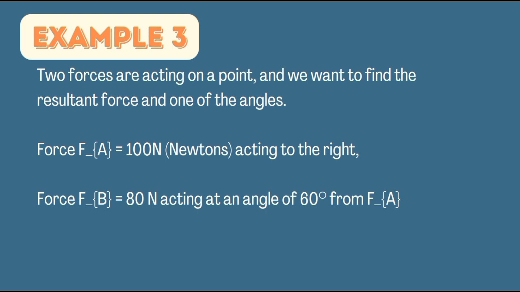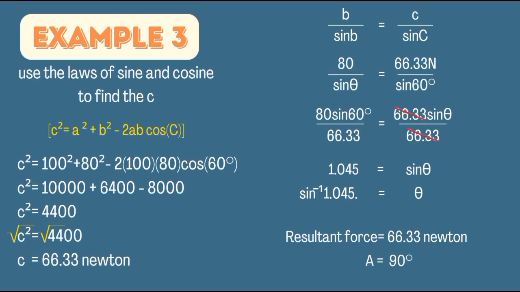Now for example 3. Two forces are acting on a point and we want to find the resultant force and one of the angles, where the force A is 100 newtons acting to the right and the force B is 80 newtons acting at an angle of 60 degrees. So, to determine the magnitude, we must use the cosine formula, which is c squared is equal to 100 squared plus 80 squared minus 2 times 100 times 80 cos 60 degrees.